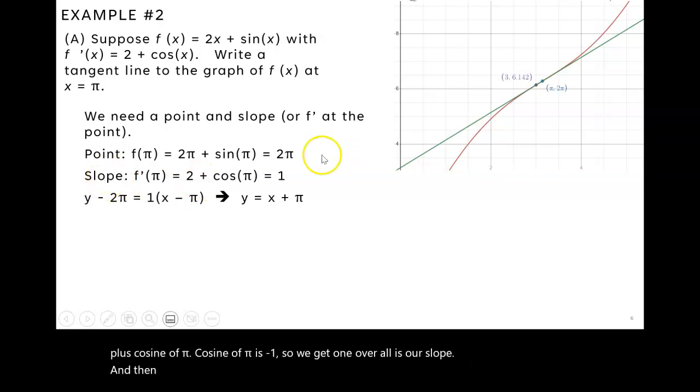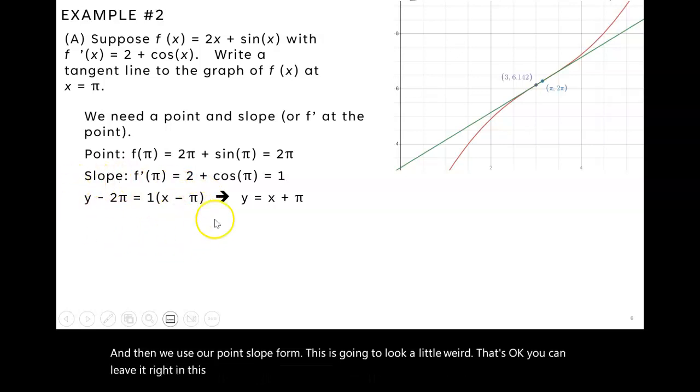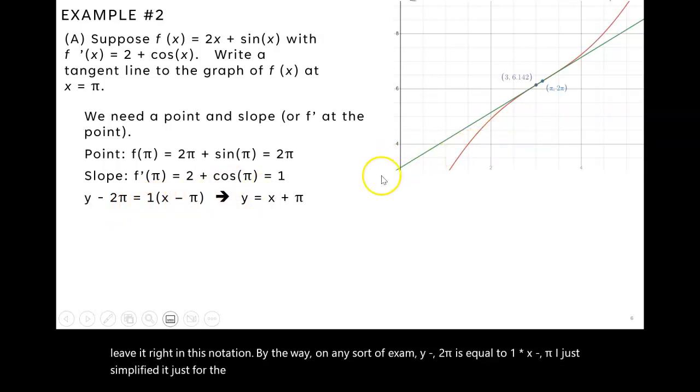And then we use our point slope form. This is going to look a little weird. That's okay. You can leave it right in this notation, by the way, on any sort of exam. Y minus 2 pi is equal to 1 times x minus pi. I just simplified it just for the sake of putting this on the graph. And so we got our green tangent line right here.